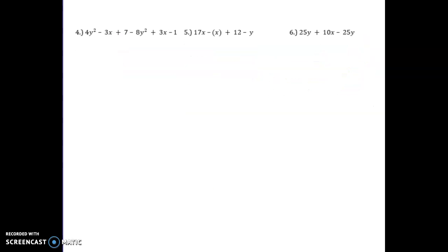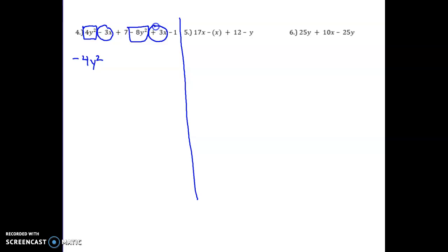Okay, I'm going to do a few more examples. Whoops, it kind of makes a little bit of a mess here. Okay, number 4, I'm going to start with my 4y squared, and I've got a negative 8y squared. So 4 minus 8 is negative 4y squared. And then I have a negative 3x and a positive 3x. Well, when I take a negative 3 and I add 3, I get 0. So 0x, 0 times anything is 0. So it actually just cancels it out.